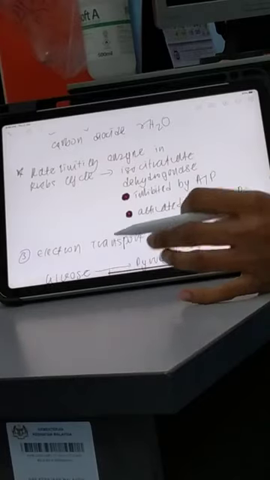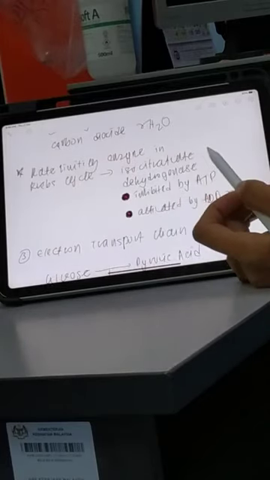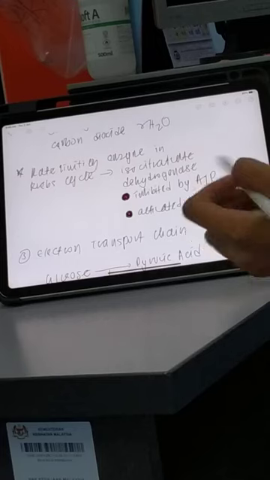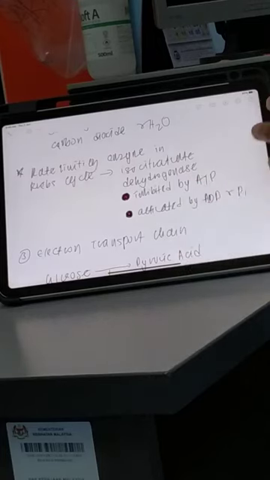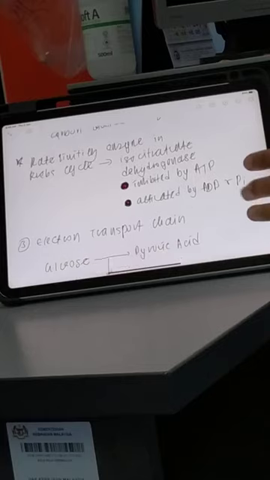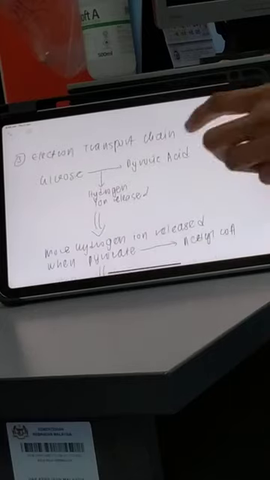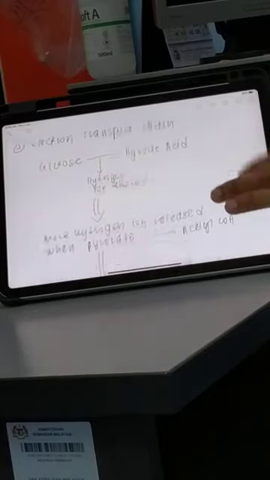So the rate limiting enzyme, like I said, is isocitrate dehydrogenase. So it will be inhibited by ATP and activated by ADP and inorganic phosphate. Okay, so this is what I explained just now, electron transport chain.